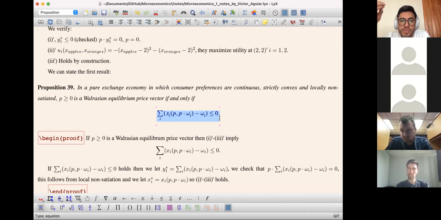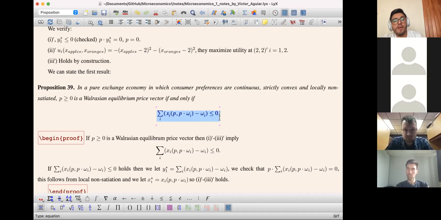If prices are weakly positive and are a Walrasian equilibrium price, then the conditions 1, 2, 3 above imply this inequality. So that's easy. Essentially, this follows from replacing in the market clearing condition. It follows from replacing the xi, which is the Walrasian demand. And this follows also from the inequality of profit maximization. So if you put this together, you get this inequality.